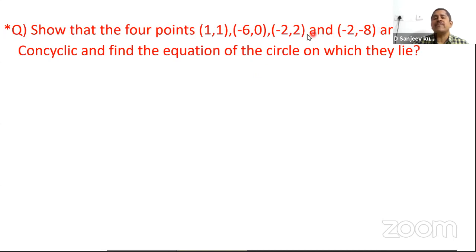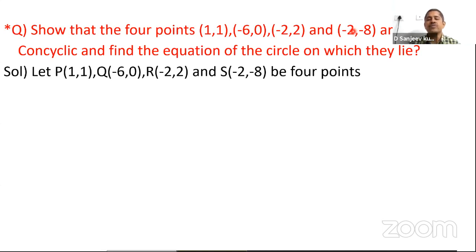Then you have to check whether they are concyclic or not. Substitute the 4th point, which you have not used so far, in the equation. If it is satisfying, then you say the 4 points are concyclic. So the first step is: let P(1, 1), Q(-6, 0), R(-2, 2), and S(-2, -8) be the 4 points. You have taken the 4 points P, Q, R, S in any order.